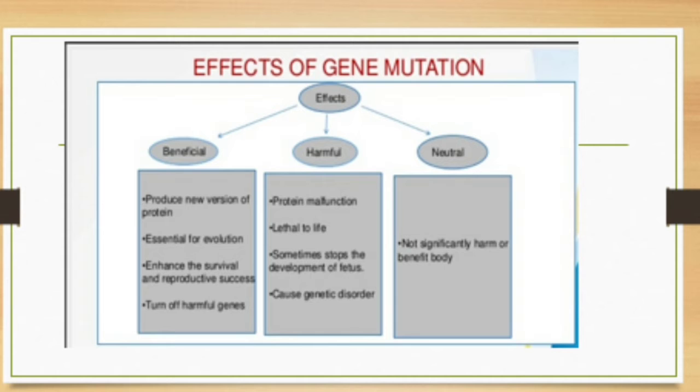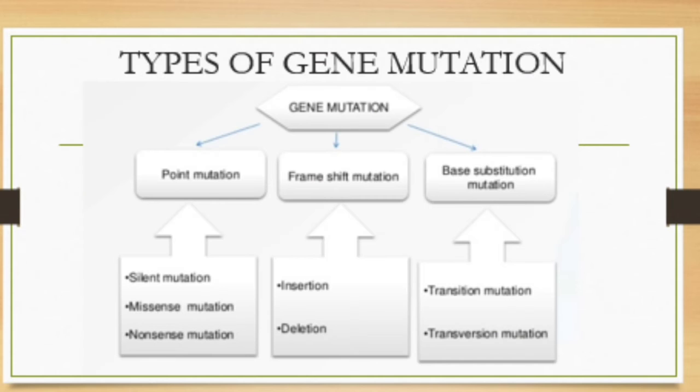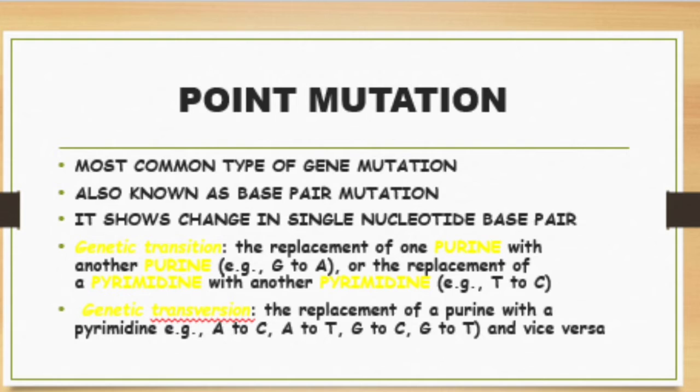So let's move on to our next slide. See what we have here. Yeah, so let's talk about types of gene mutation. What are the types of gene mutation? Gene mutations can be categorized as point mutation, frame shift mutation, and base substitution mutation. So what is point mutation? Point mutation is the most common type of mutation. It is also known as base pair mutation. It shows a change in a single nucleotide base pair.